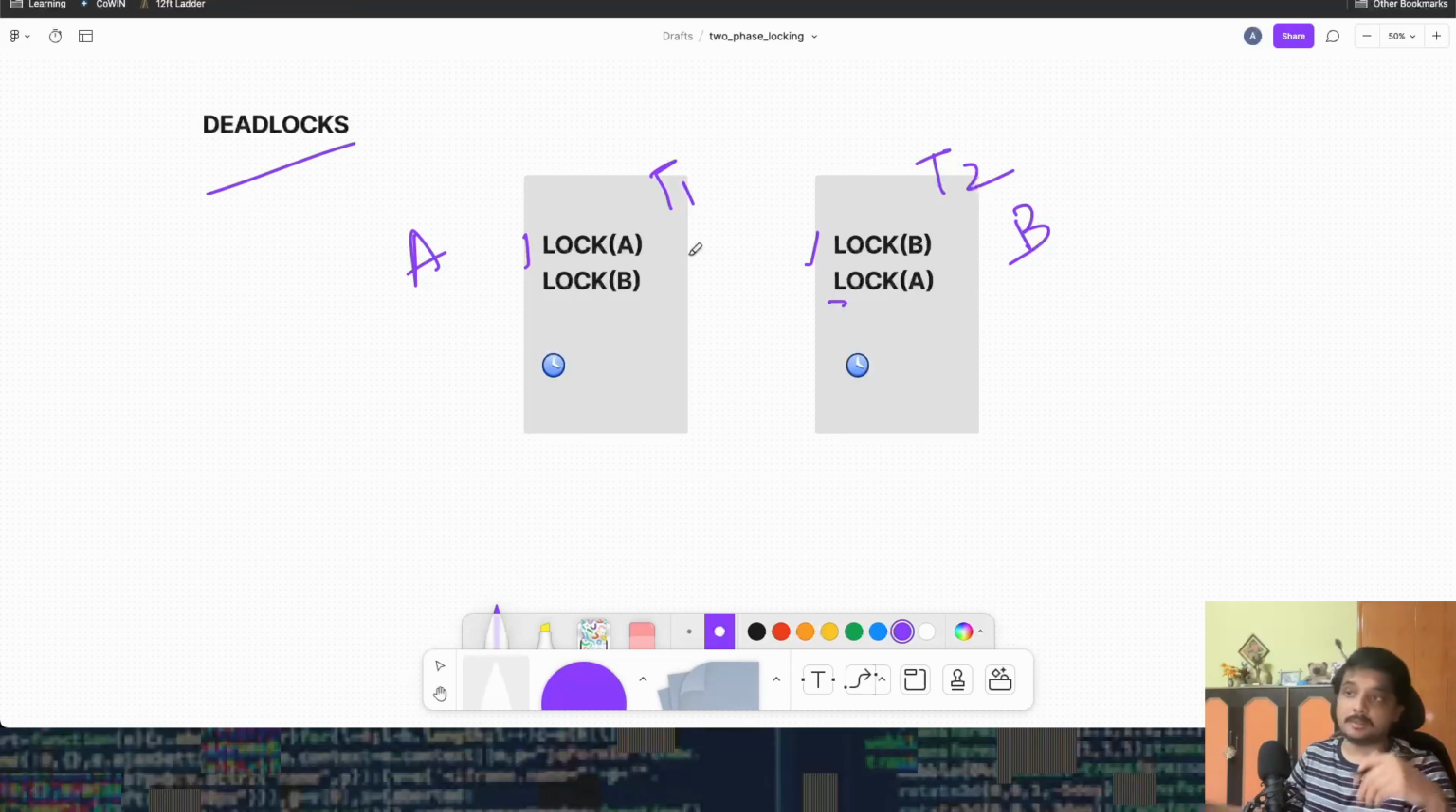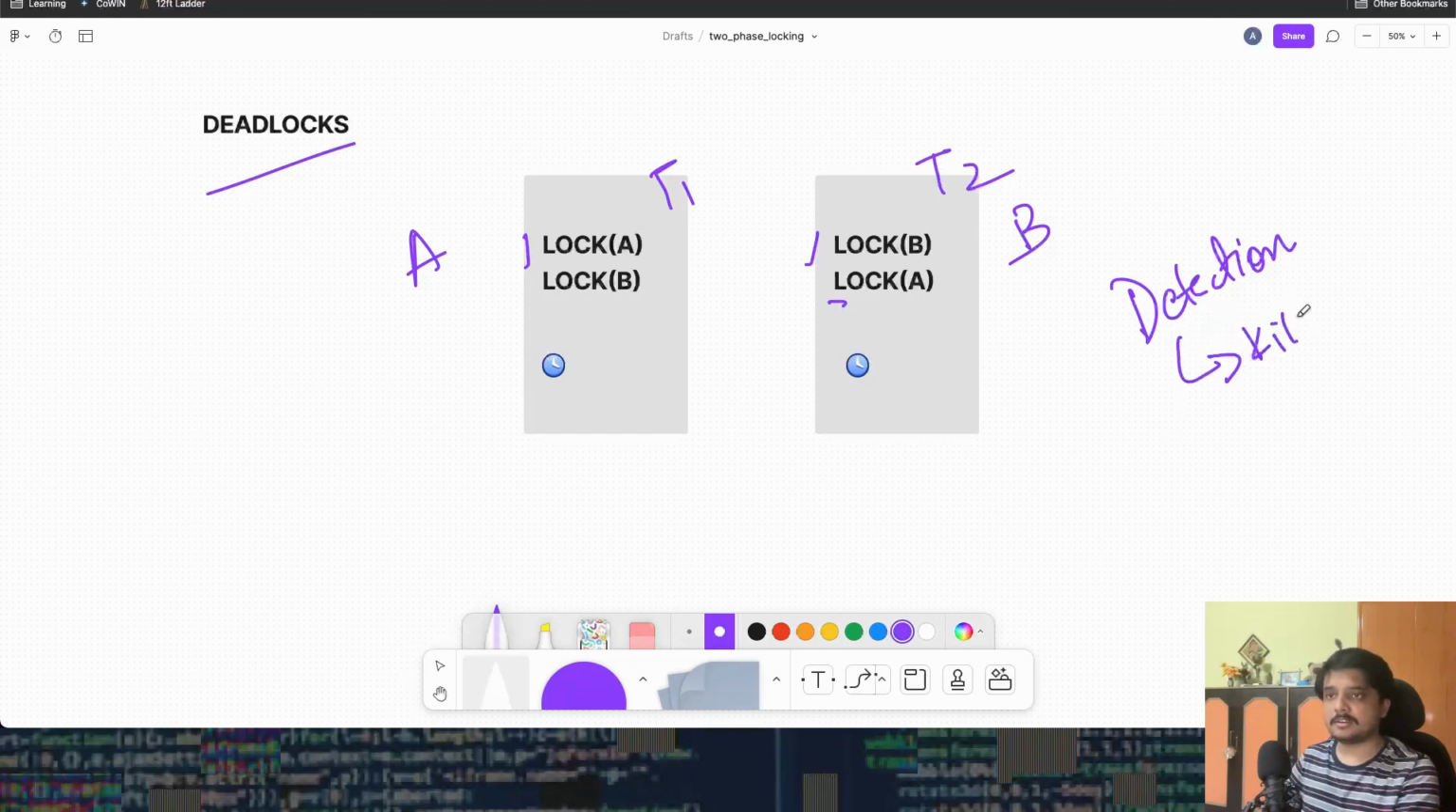To solve this problem, there are many mechanisms. I don't want to really go in depth for those in this video, maybe a separate video for this, but let me give you some primers. You can do a detection for deadlock. So there is some background process which keeps on trying to detect deadlocks in transactions, and after it has detected one, it kills a transaction, right?